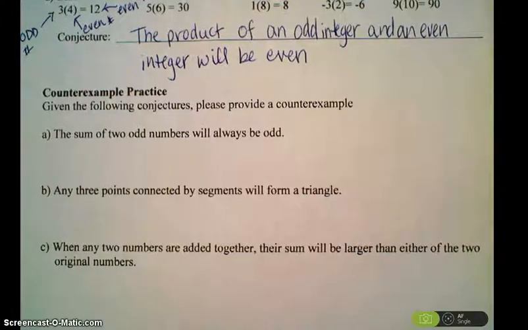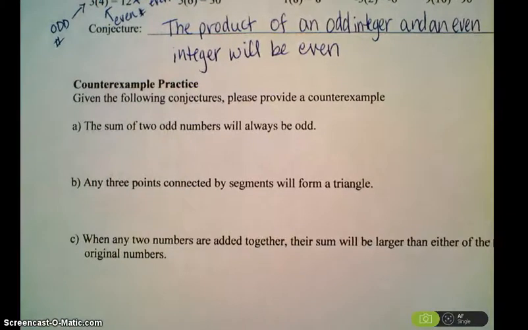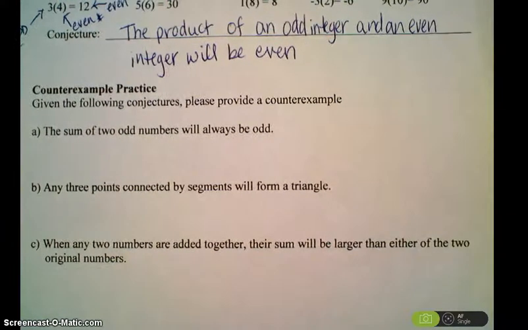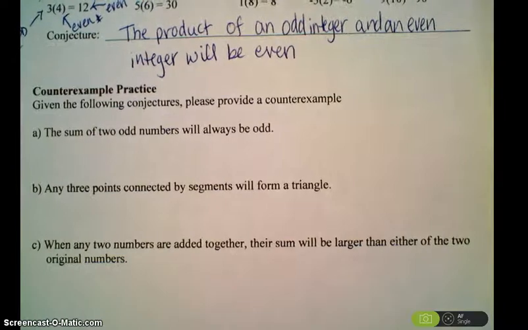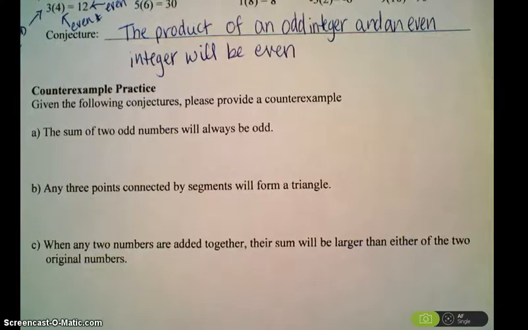Hi, we're back. We're looking at the Chapter 2, Section 1 notes, and we're on page 2. Towards the bottom of the page, we're looking at the counterexample practice problems. Okay, again, as a reminder, a counterexample is a statement or an equation that proves that a conjecture is false. All it takes is one counterexample to prove a conjecture false.